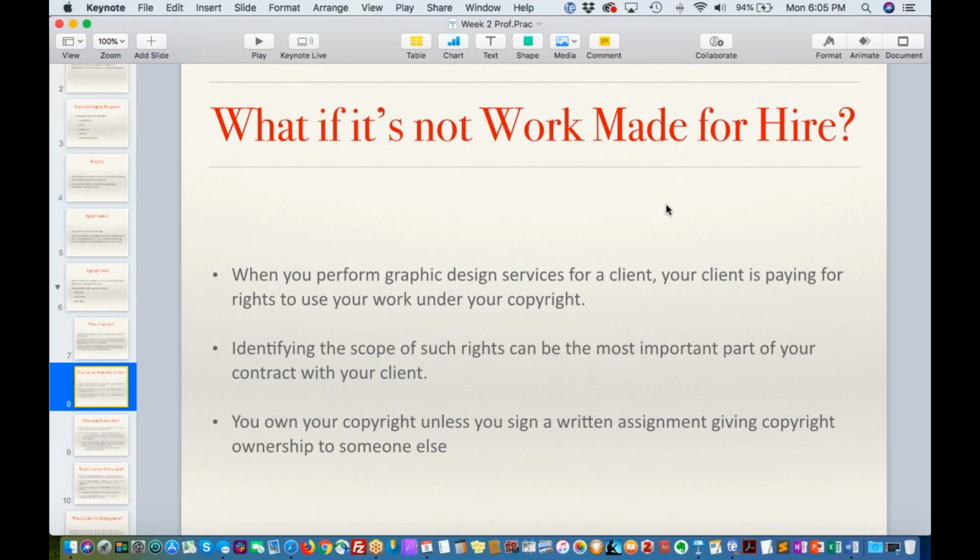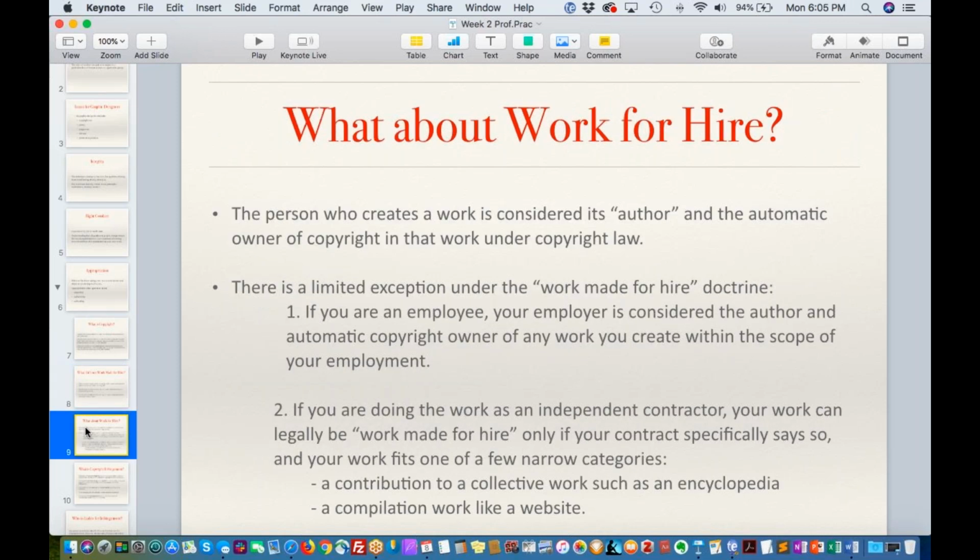Identifying the scope of these rights can be an important part of your contract with the client. So when in doubt, spell it out. Always make sure everything is clear and concise in your contract, so that if something happens, you have the contract there to fall back on. And you own your copyright unless you assign it to someone else by writing the ownership over to someone else. So you want to make sure you always have your T's crossed and your I's dotted, as I like to say.